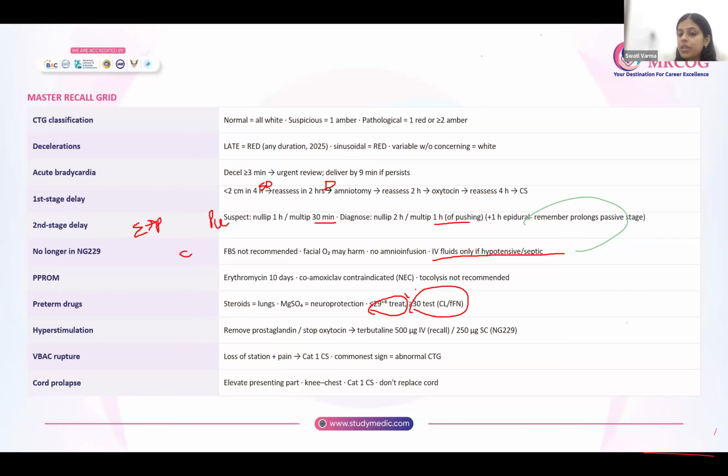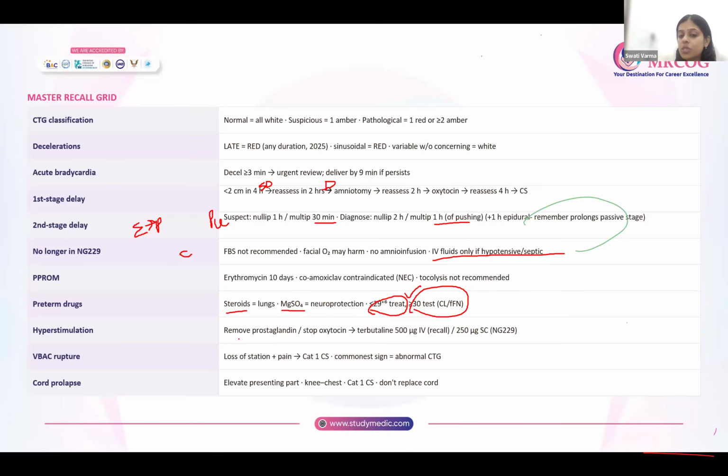This is very important. Remember, test through cervical length: if less than 15 mm, treat; or fetal fibronectin: if more than 50, treat. Treat with steroids and tocolysis. Tocolysis you can give to buy time for transfer or steroid coverage, and magnesium sulfate if delivery is imminent within 24 hours, for neuroprotection. Offer at less than 34 weeks, offer at less than 30 weeks.